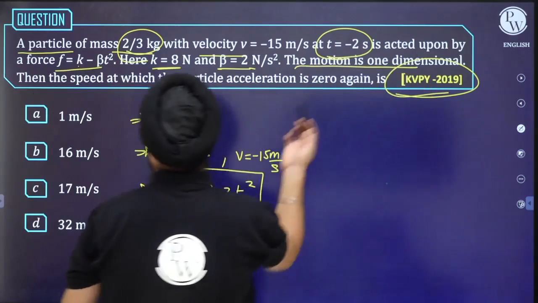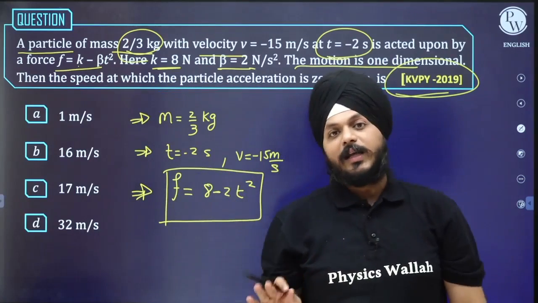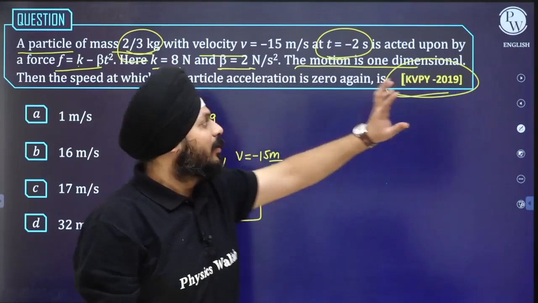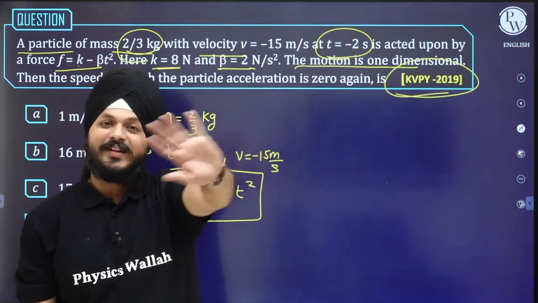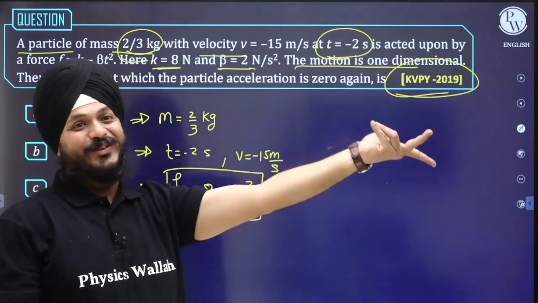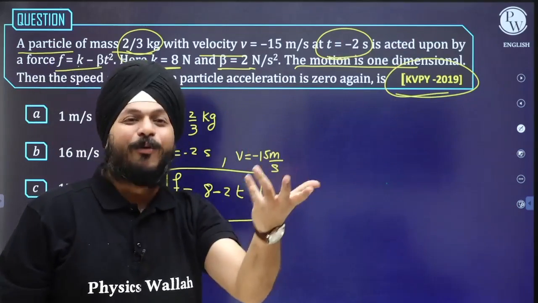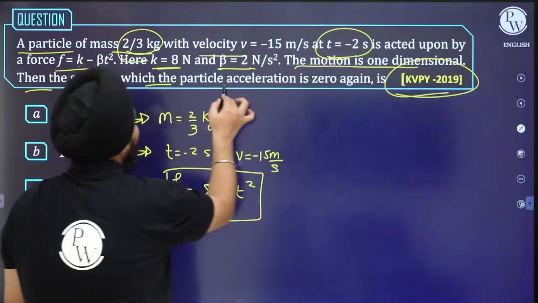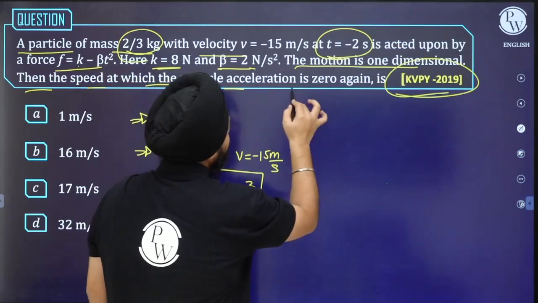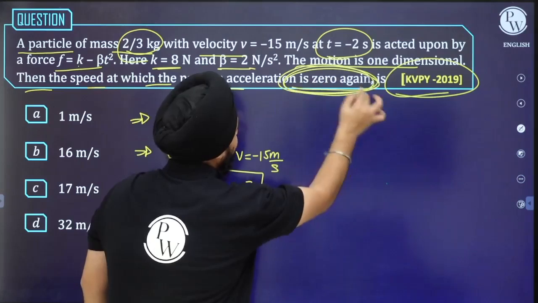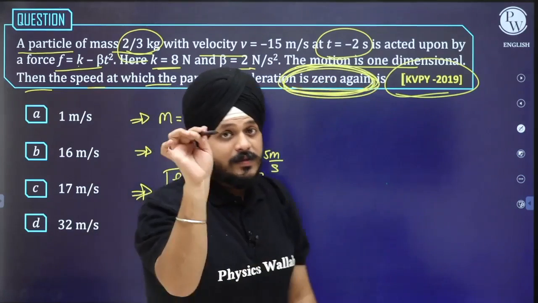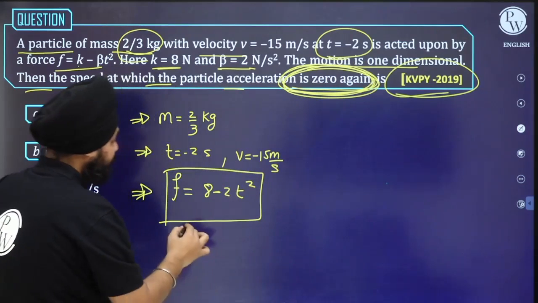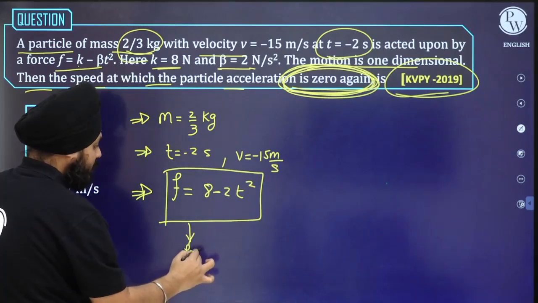Motion is in one dimension. See, force is also given and motion is in one dimension, right? Because they have mentioned, it is their honesty, that motion is in one dimension and we are using force, so it is possible. We can't bound ourselves. Then the speed at which particle acceleration is 0 again. The answer lies in these three words: the speed at which particle acceleration is 0 again. This is force.